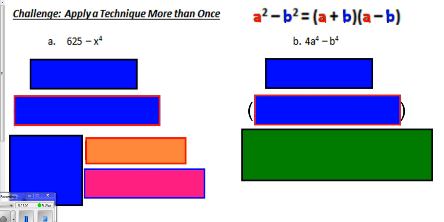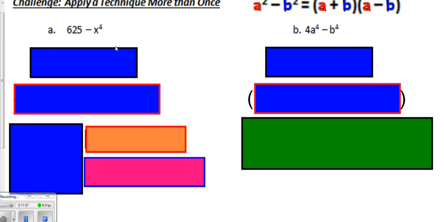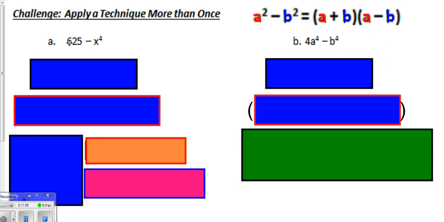We have a couple more challenging problems here. This is applying a technique more than once. I'll show you what that means in a second here. For this first example, we've got 625 minus x to the 4th power.